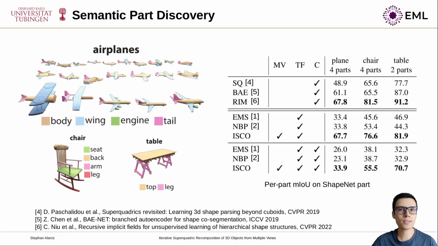Because ISCO is an instance-based method, we cannot guarantee that the same superquadric is used for the same semantic part across objects. Due to this limitation, ISCO performs worse if consistency between objects is required, as indicated by the C column in the table, but it still outperforms its competitors.